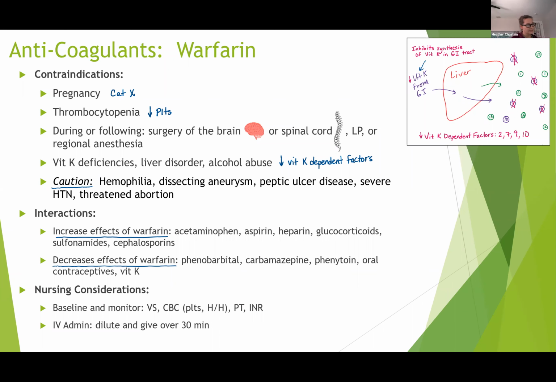So nursing considerations: we need a baseline and to monitor their vital signs, the CBC to see their platelets, hemoglobin, hematocrit, their PT, and their INR. Remember, we're measuring PT and INR because they measure the extrinsic pathway, which is affected by warfarin. Remember, we want our PT to be 18 to 24 seconds. That's therapeutic. And we want an INR around 2 to 3. For IV administration, you want to dilute it and give it over 30 minutes.